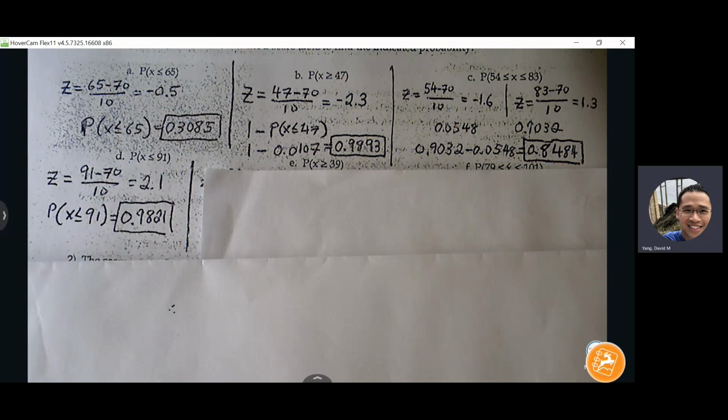Checking if it's going to have a calculator. I think it's just going to be calculator, maybe calculator and the table. Yeah, the table as well, right?